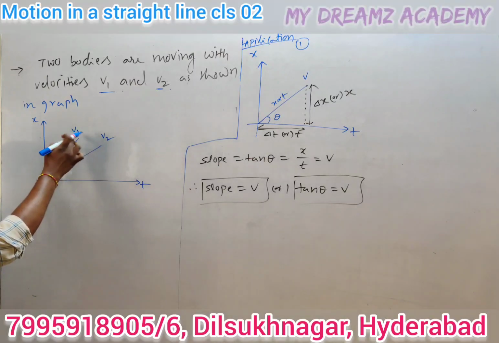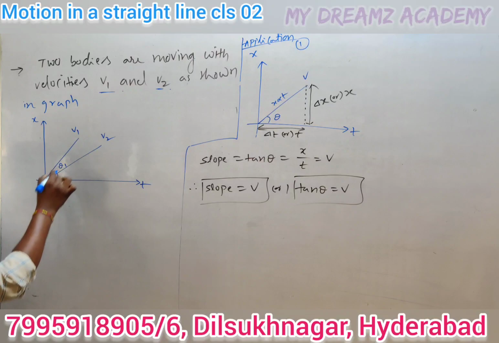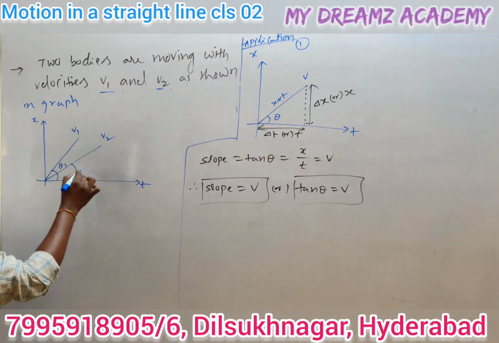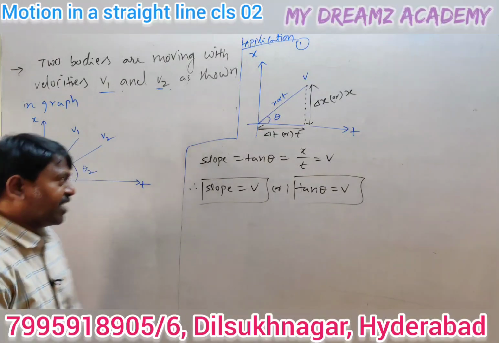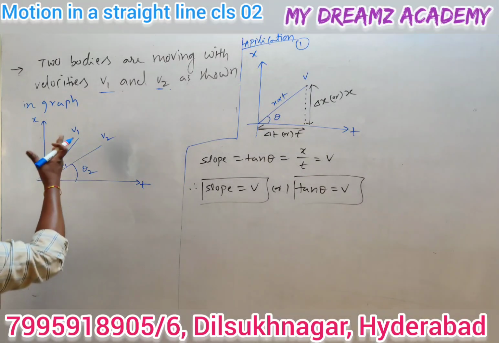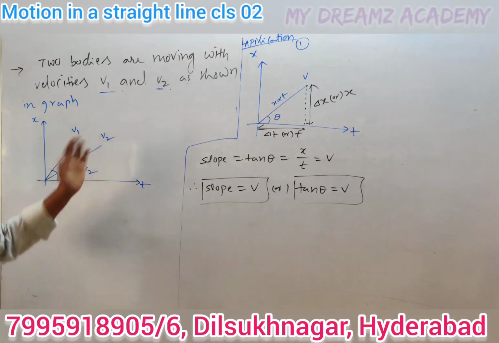The first line makes an angle theta 1 with the horizontal axis, and the second one makes an angle theta 2. The first body's velocity is v1 and the second body's velocity is v2. If we plot the displacement time graph, we get it like this.